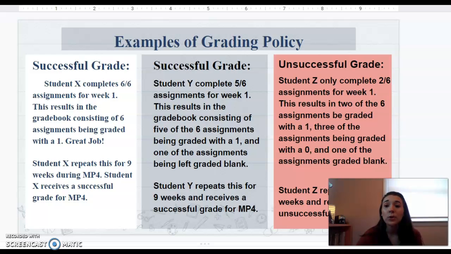However, if you skip 2 assignments per week, you would only get a blank for one of the assignments and a 0 for the other. And we'll look at that with Student Z. Student Z only completes 2 out of 6 assignments for week 1. This results in 2 of the 6 assignments being graded with a 1, 3 of the assignments being graded with a 0, and 1 of the assignments being graded blank. Student Z repeats this for 9 weeks and receives an unsuccessful grade for marking period 4 because they did not complete enough assignments. So this is the different forms of being successful and unsuccessful for marking period 4.